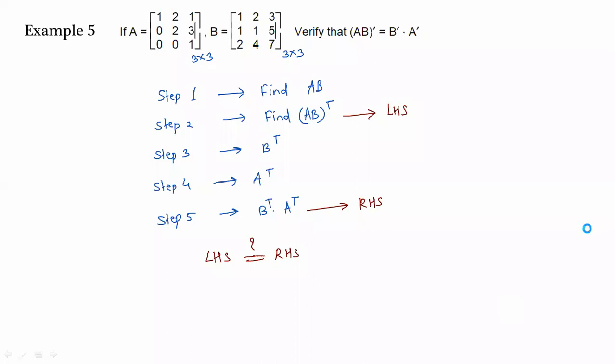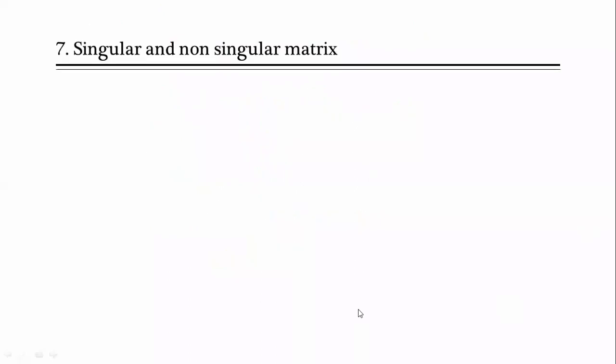Now, let us see the new concept. What do you mean by a singular and non-singular matrix? Okay, give the heading. Now, what do you mean by a singular matrix? A is called a singular matrix if determinant of A is equal to 0.